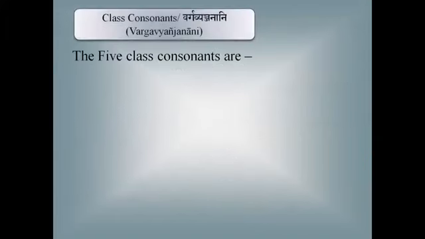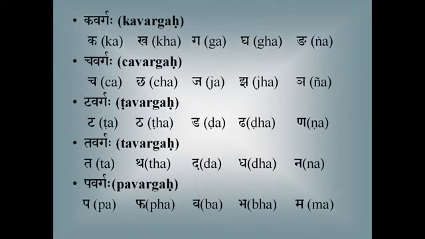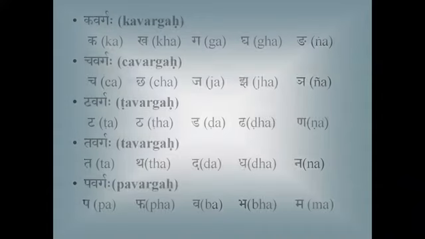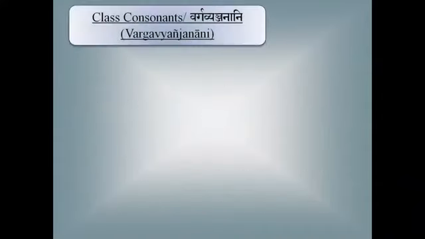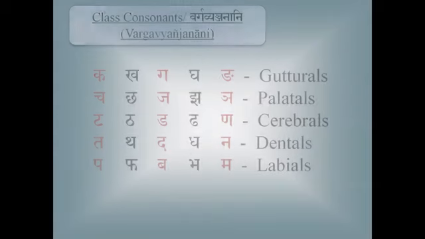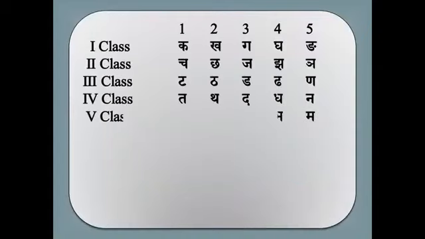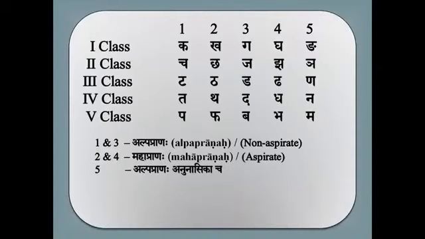Then after this, these are the class consonants. Kavarga, chavarga, tavarga, and tavarga. How to pronounce, how to write, everything we have seen. Now after that we will see sibilants. Okay, and before that, this also we have seen.